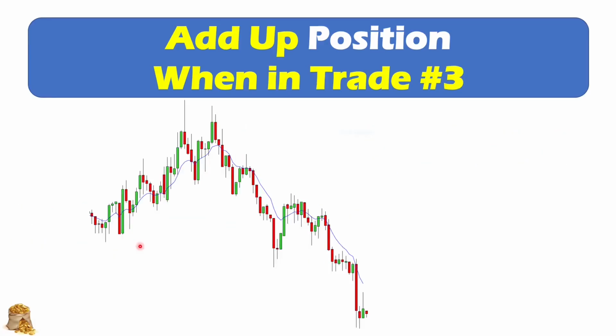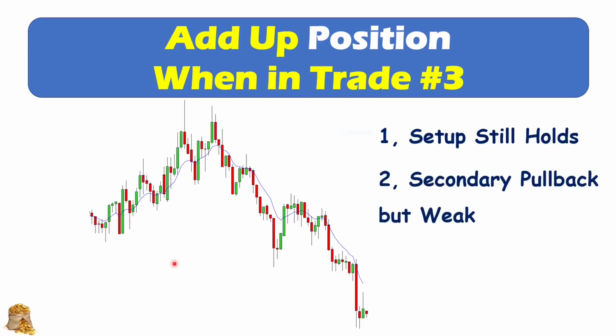Here is the third scenario where you can add to your position when you're in a trade. The same thing: the setup must be holding. If it is an uptrend, it should still be an uptrend, and the setup cannot be changed. Second, for this third scenario, it is a weaker secondary pullback after you see a major pullback.